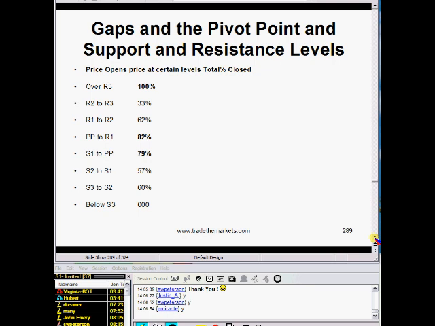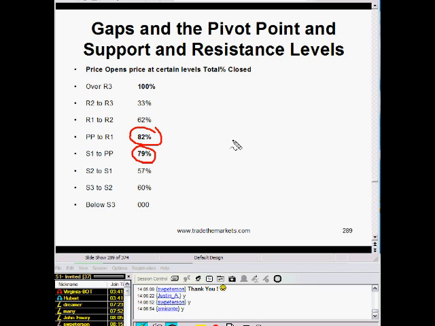So what I've done is I've calculated the raw data. If the gap opens up today and it's over R3, it's 100% gap fill, okay? You kind of got to throw that out because it only happens a few times, but it is still 100%. If the gap from yesterday's close opens up from R2 to R3, it's 33%, okay? The ones that are the most important that you need to look at on these statistics are right here. If it gaps up to the pivot or R1, it's 82%, okay? Or if it goes to S1 or the pivot, okay?